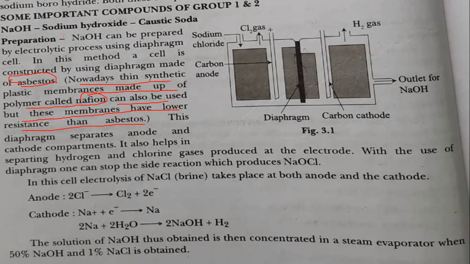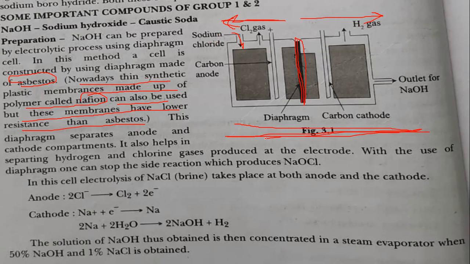So see how it is possible to prepare NaOH. This is the diagram in front of you. At the right side, this is a diaphragm. This diaphragm is used to separate these two compartments, one compartment on this side and the other on this side. On the left side, sodium chloride is poured into this reactor. For a while you can say reactor.